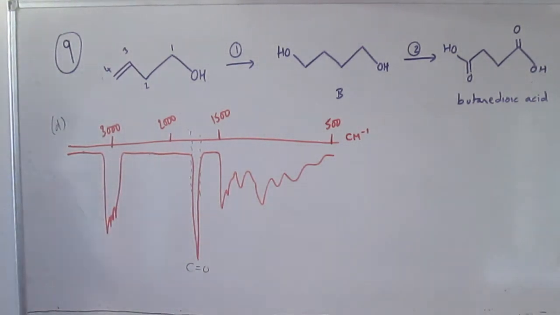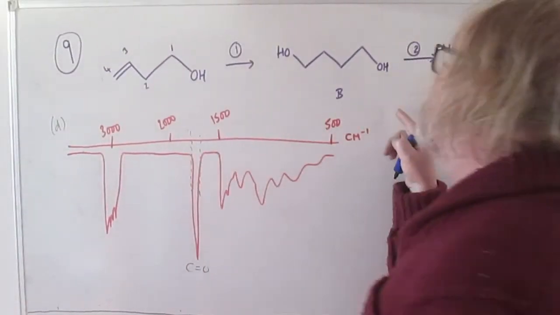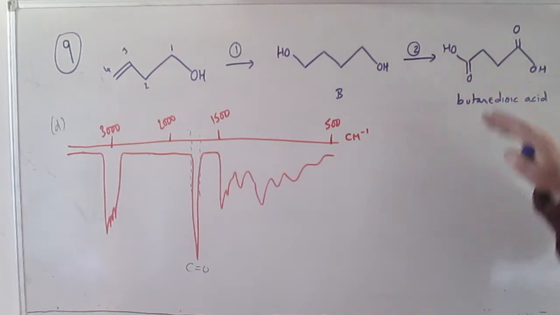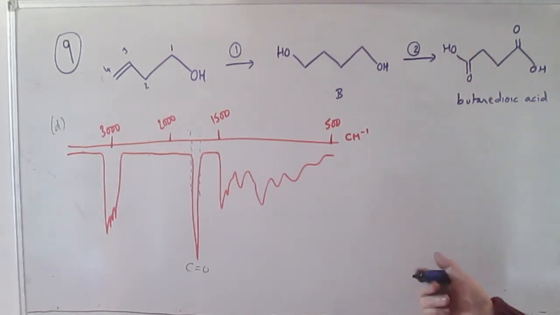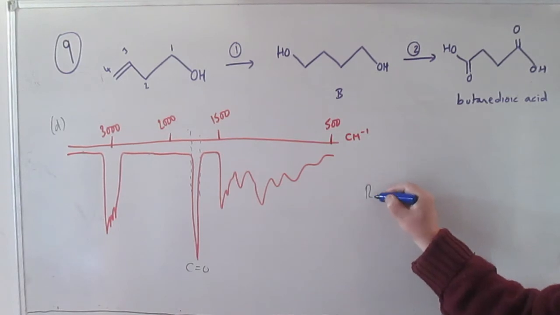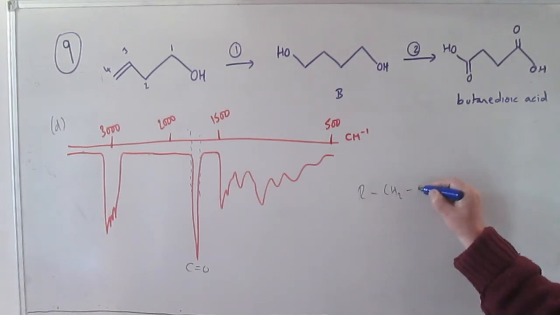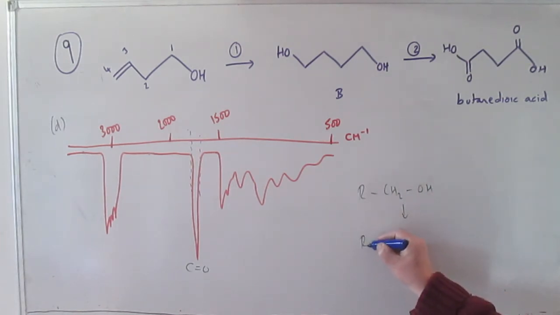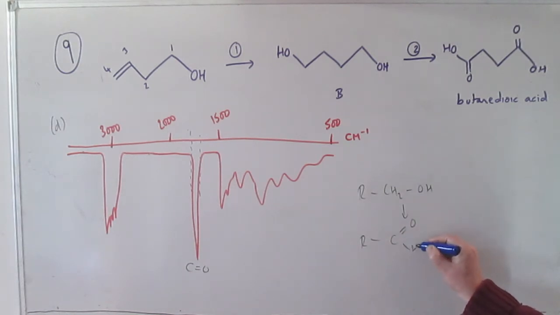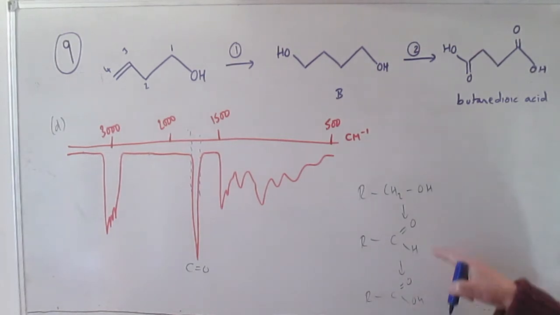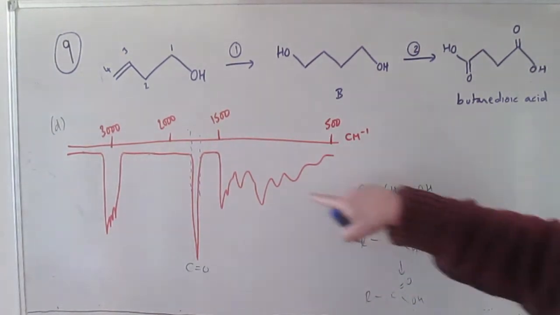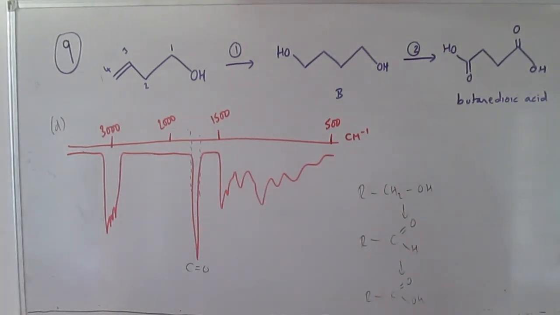Well, thinking about this reaction, we know that in between primary alcohol and carboxylic acid, we have aldehyde. So a primary alcohol, which is RCH2OH, gets oxidized first to an aldehyde, which is CHO, and then to a carboxylic acid. And this aldehyde group contains a carbonyl, so it would give that peak, but it hasn't got any kind of OH peak. So this spectrum is consistent with an aldehyde, but it's not consistent with that or that.